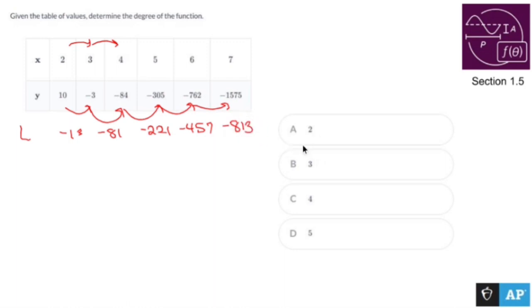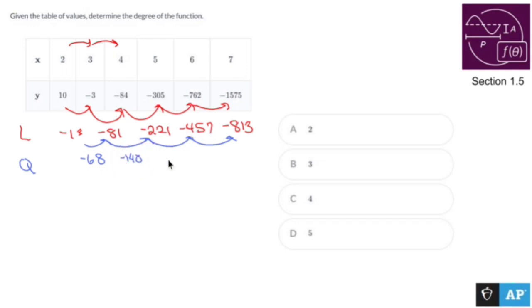So it's not linear. That wasn't even an option anyway. So let's test to see if it's quadratic. Does the rate of change of the rates of change stay constant, or do these change too? So to get from negative 13 to negative 81, I subtract 68. To get from negative 81 to negative 221, I subtract 140, so it's not quadratic.